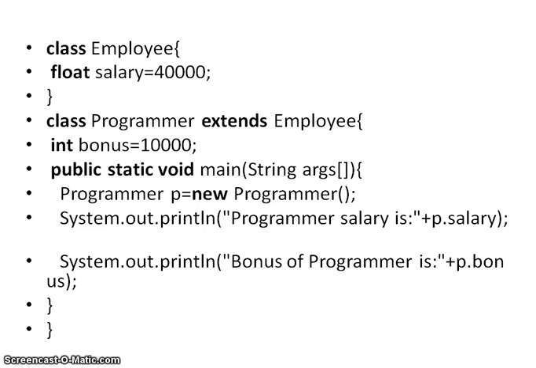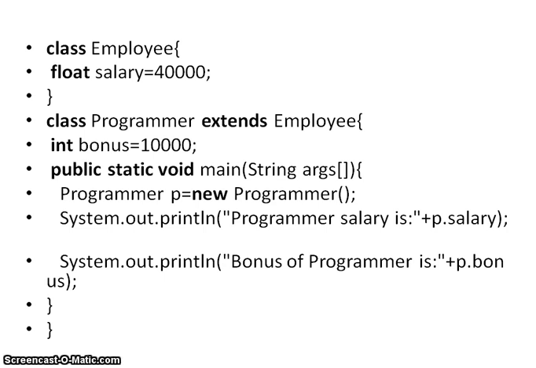This subclass, the Programmer, extends Employee. You have to use extends here because it is using the data members and member methods of the Employee class. Again, in that Programmer class I am using an integer variable, bonus. I am initializing that variable as 10,000. Now in that Programmer class I am declaring a main method. I am creating the object of this Programmer class, and I am writing Programmer salary is p dot salary. So what is p here? P is the object of the Programmer class.